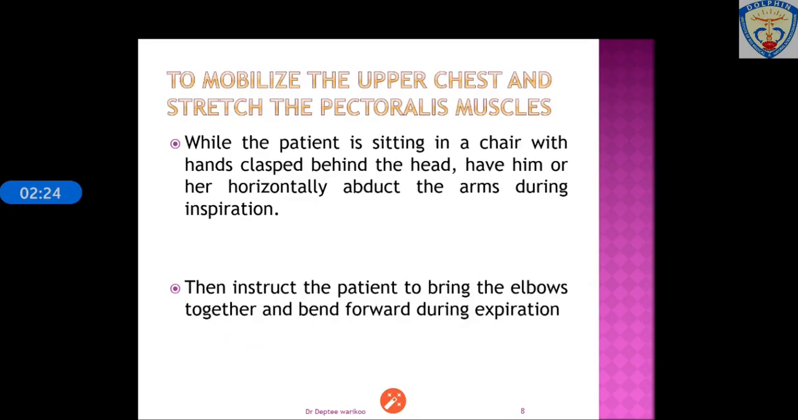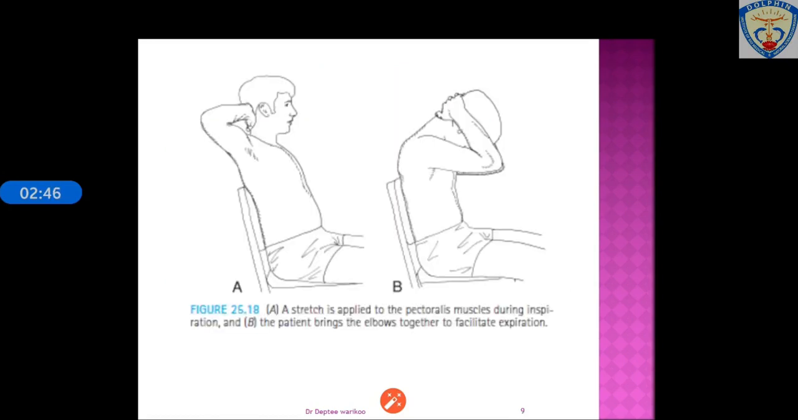Next is to mobilize the upper chest and stretch the pectoralis muscles. While the patient is in a sitting position in a chair with hands clasped behind the head, have him or her horizontally adduct the arms during inspiration. Then instruct him or her to bring the elbows together and bend forward during expiration. Like this, we call it butterfly breathing.